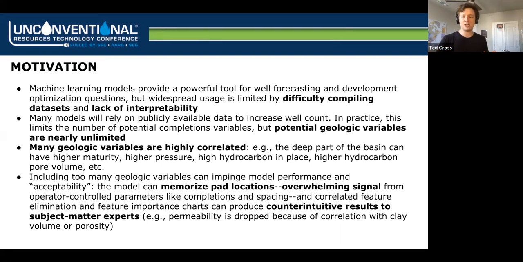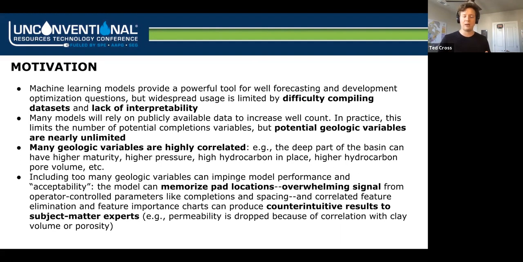Further to that, geologic variables are often highly correlated. So the deep part of the basin will have higher maturity, higher pressure, higher hydrocarbon in place, higher hydrocarbon pore volume, higher P95 hydrocarbon pore volume. It might have its own geologic facies, because what is deep now might have been deep at the original time of deposition. So this stuff can be very highly correlated.